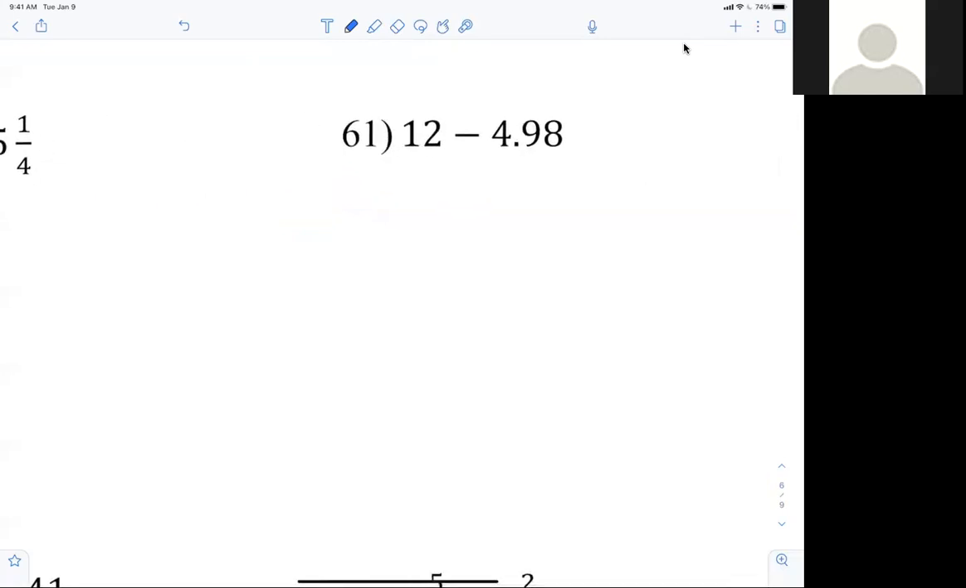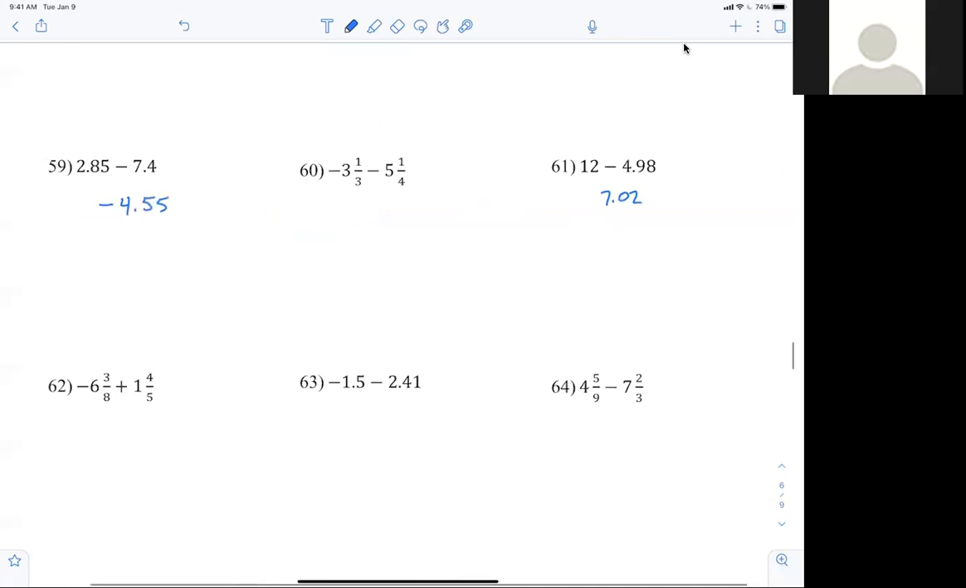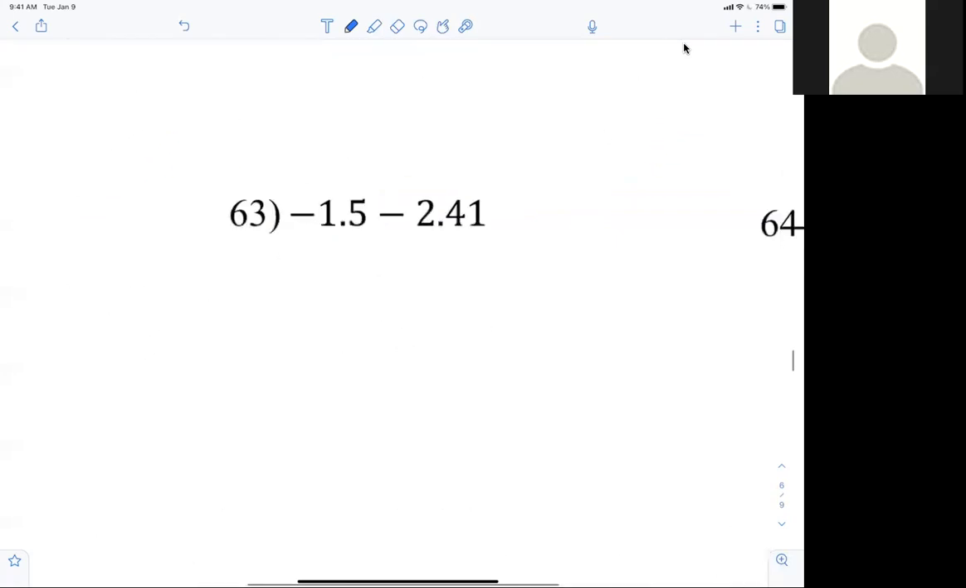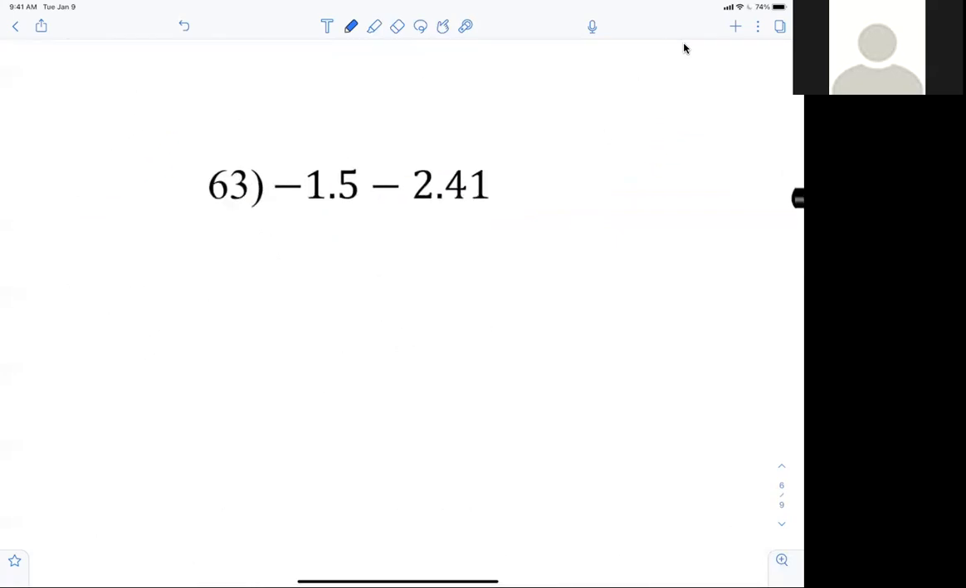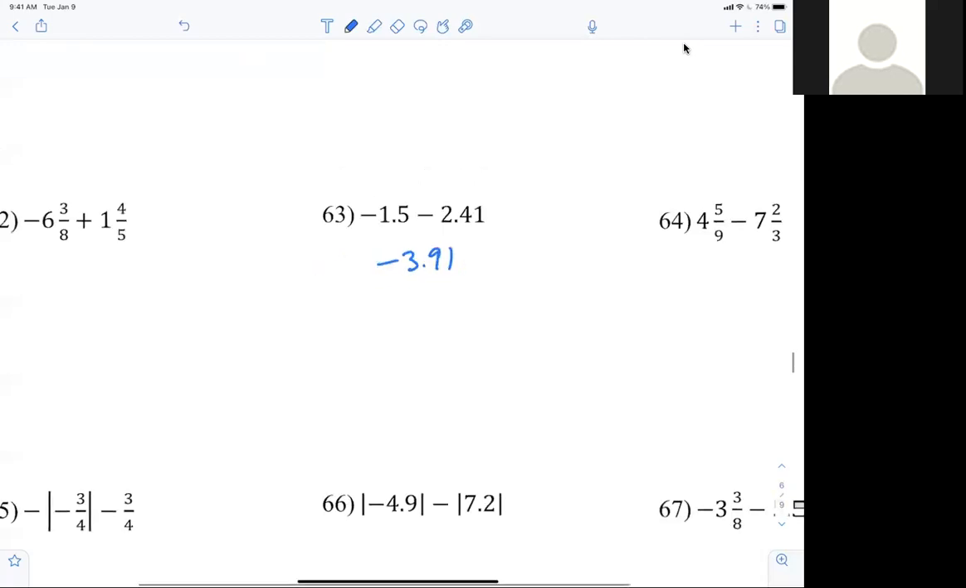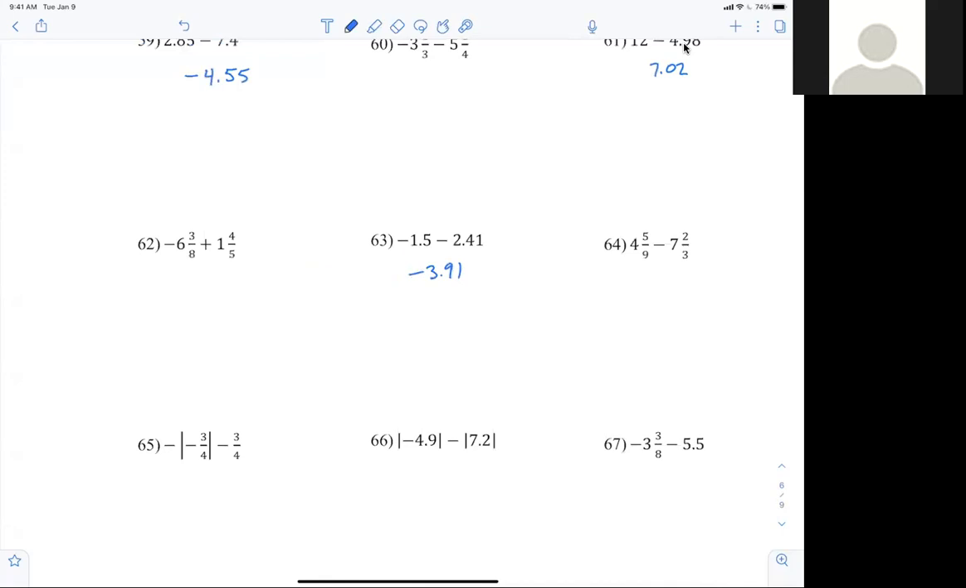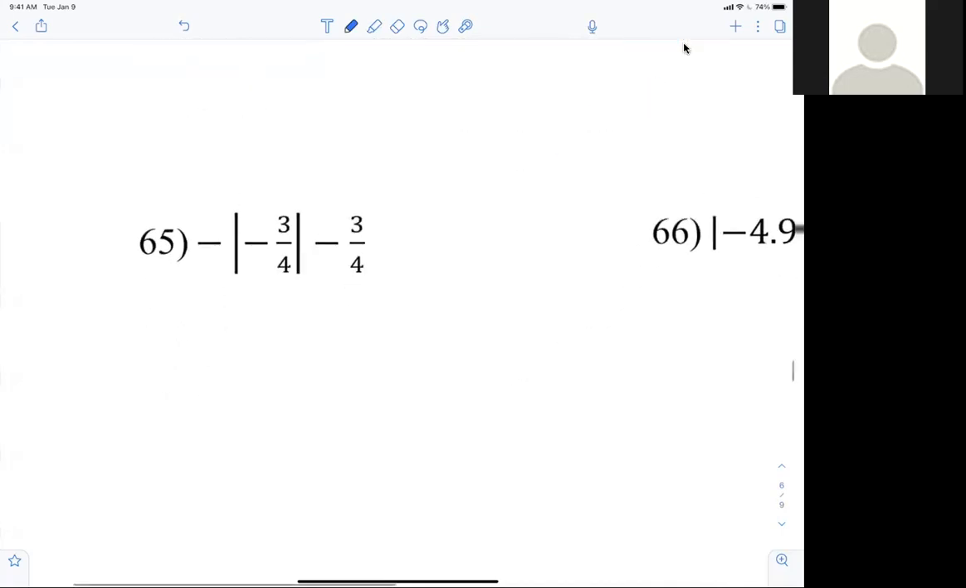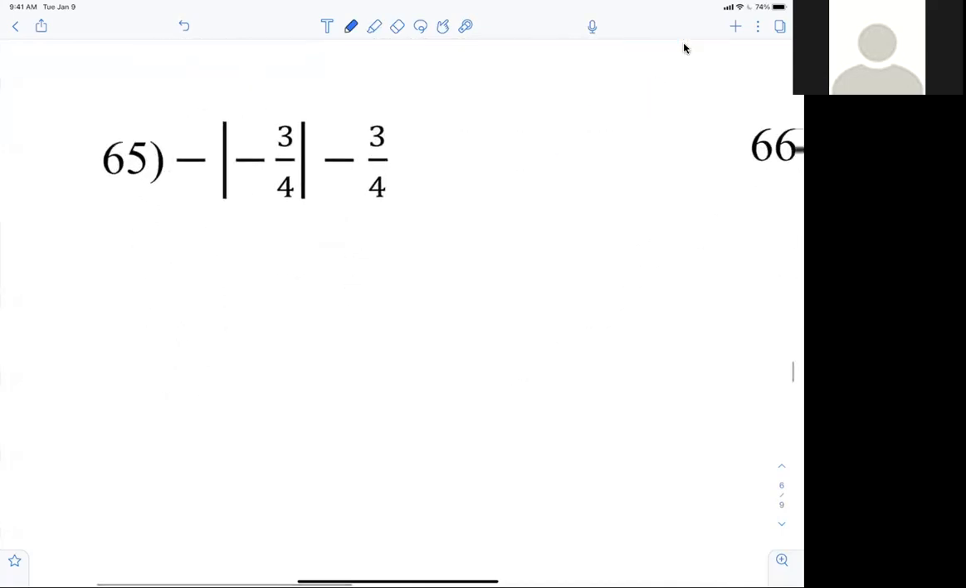Go ahead. I just did 12 minus 5, which is 7, and added 0.2, so 7.2. Yes, very smart. Thank you. 7.02. All right, 63. 3.91. Yes, thank you. Negative 3.91. All right, I'm pretty happy with you guys. 65. Okay. Here we go.